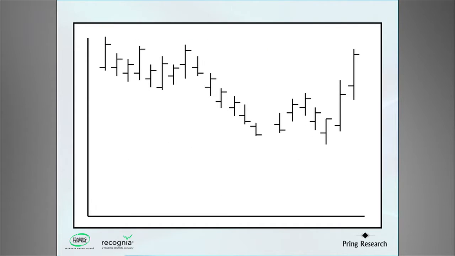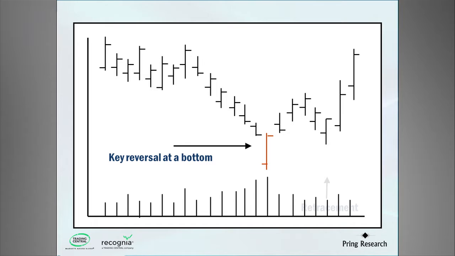This diagram represents a key reversal at a market bottom: a gap down opening, a very wide trading range, and a close that's close to the high, and it should be near to the close of the previous bar. Volume should also be pretty heavy, thereby indicating seller exhaustion through a selling climax. Finally, we might expect to see a retracement.